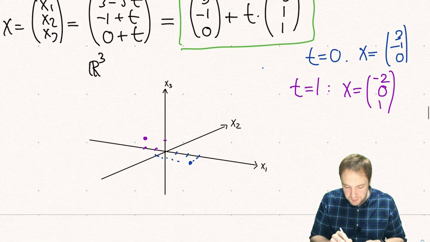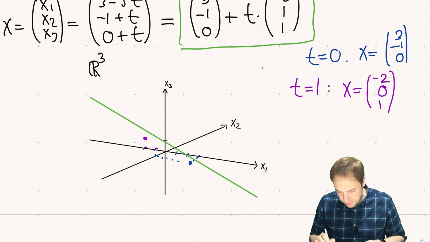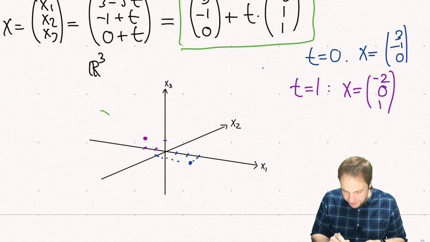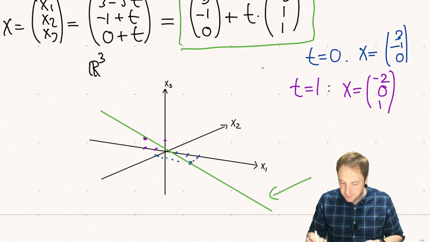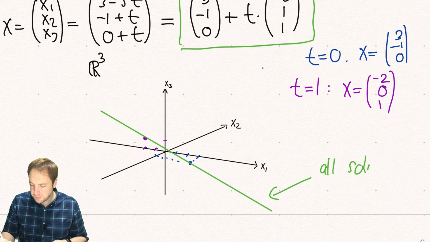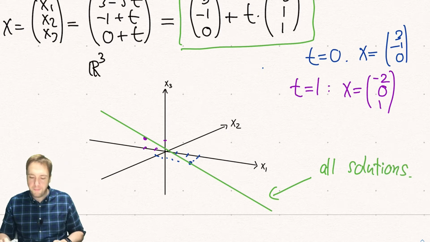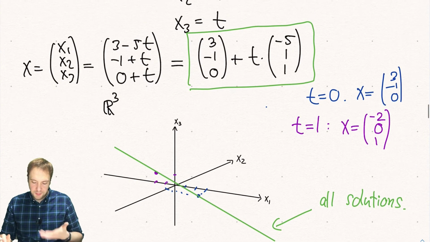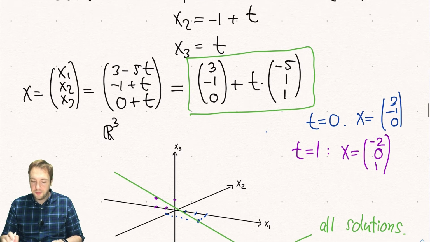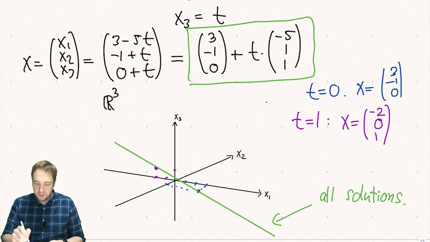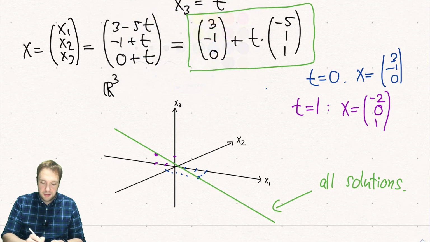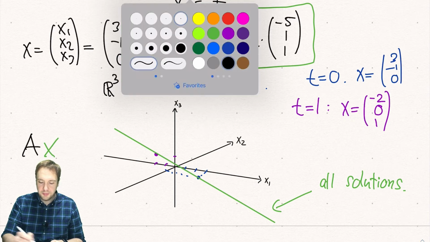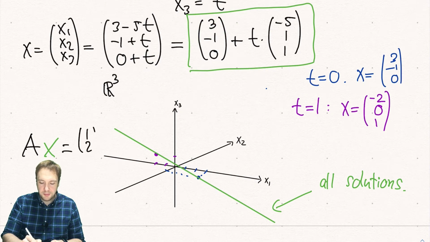And in the end, if you would plug in different t's, what you will see is that all possible solutions are given by a line which goes through these two points. So these are all solutions. This gives somehow a geometric interpretation of the possible solutions. So all vectors on this green line here satisfy the property that A times x equals b, or equals (1, 2) in this case.